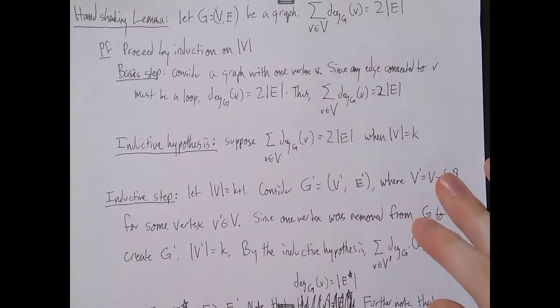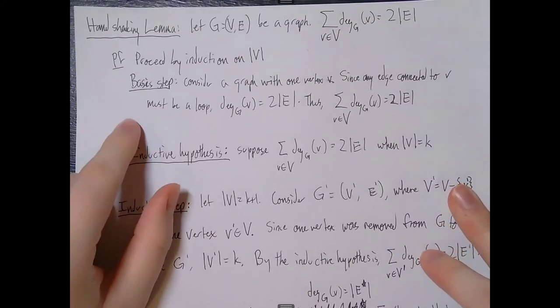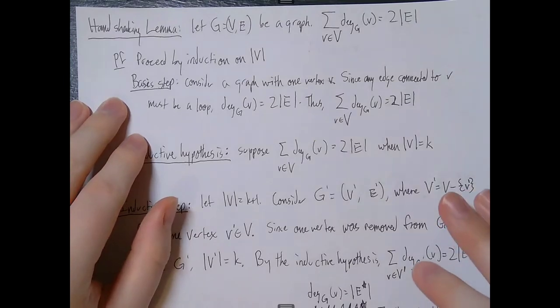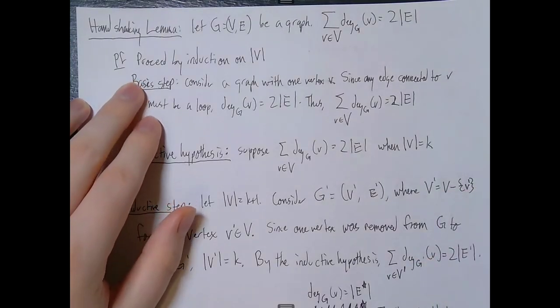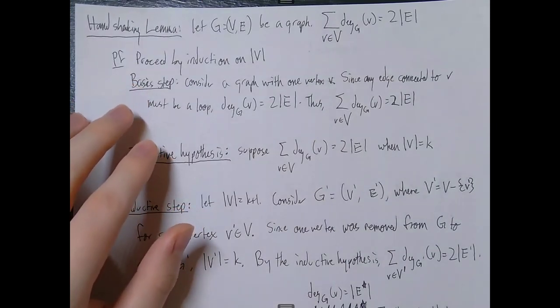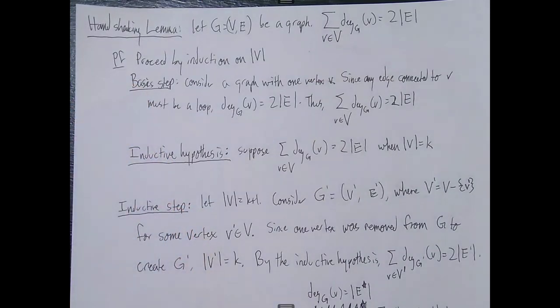Okay, so in order to prove the handshaking lemma using induction, which is always kind of nice when we're using summation notation here, we're going to proceed by induction over the size of the vertex set. So how many vertices are in this graph? Our basis step is just going to be a graph with one vertex, v.